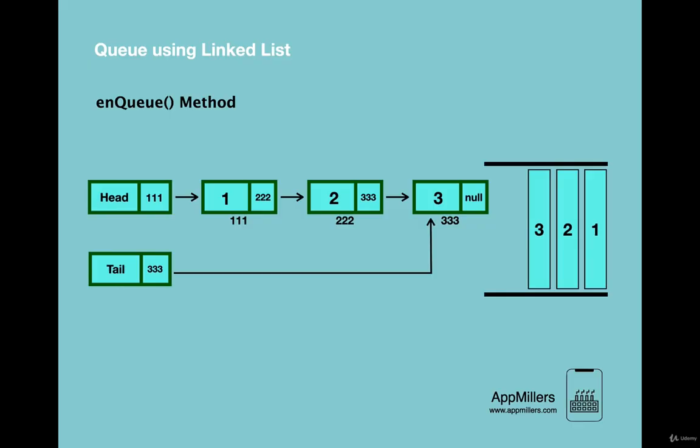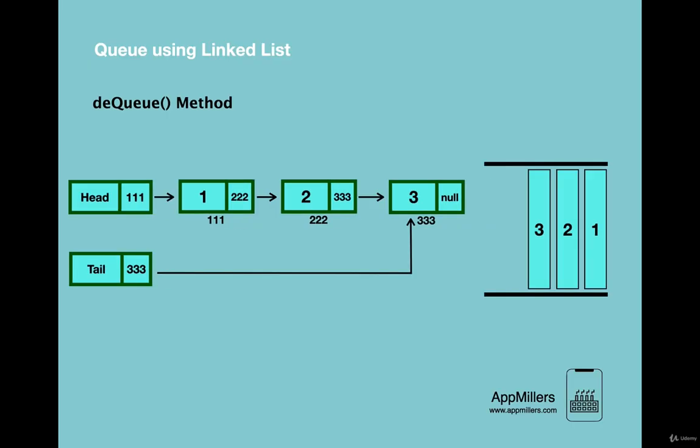Now let's see how the dequeue method works in the queue. If we want to dequeue an element from the queue, we know that the first entered element must be removed first. This means that in this case we need to remove the first element from the linked list, because when we enqueue an element to the queue, in the case of a linked list we are adding it to the end of the linked list. So the first node is always the one which is inserted first.